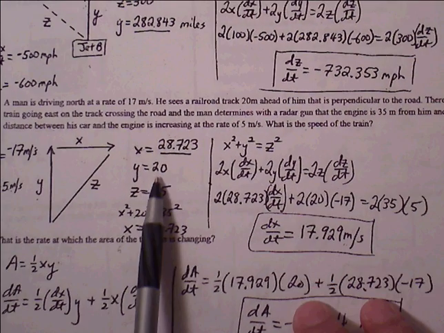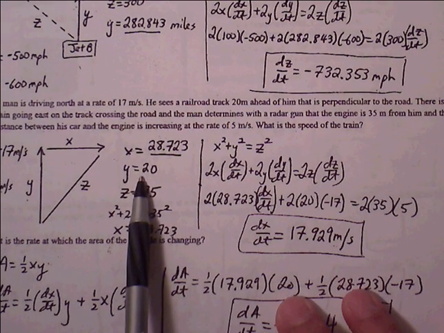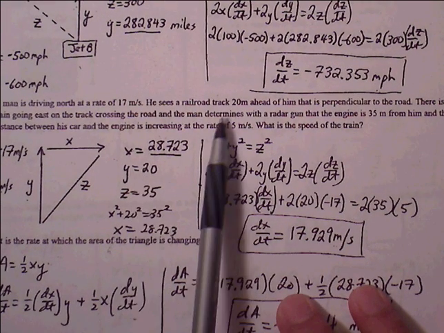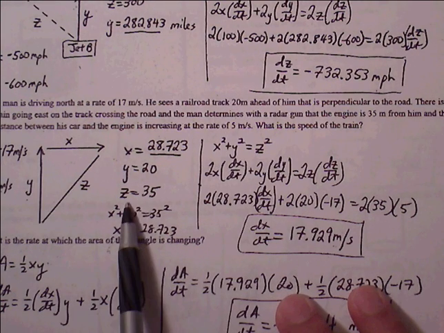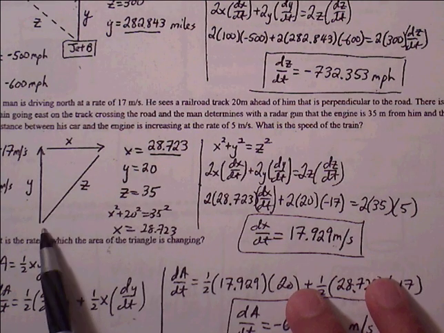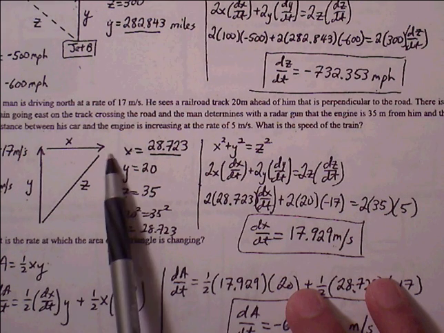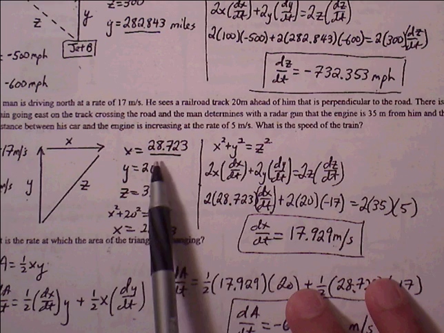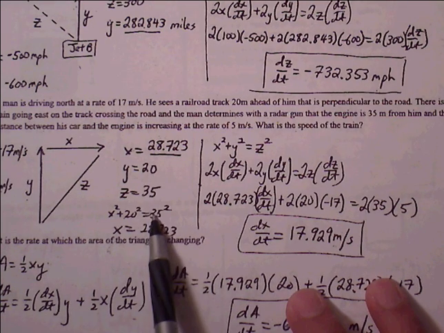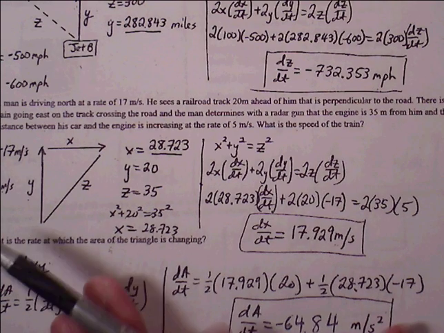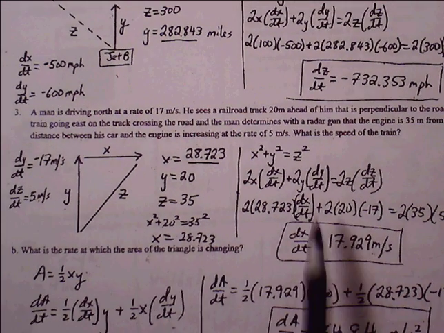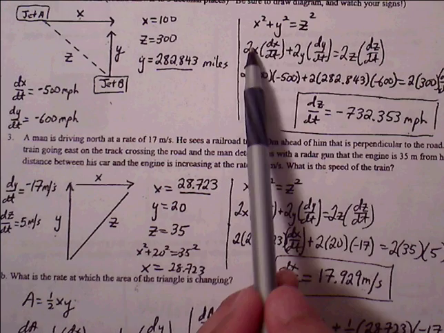All right. Let's see what we have here. We know y is going to be 20. So the distance between the man and the railroad track is 20 meters. z is 35 meters, so the distance between the car and the engine is 35. Then we can go through the Pythagorean theorem, x squared plus y squared equals z squared, to solve for x, which is 28.723.